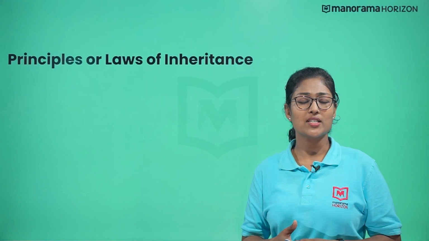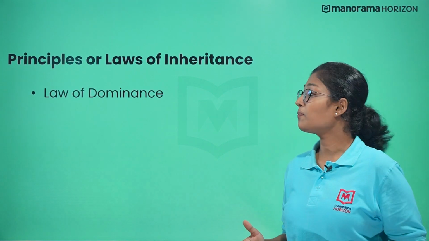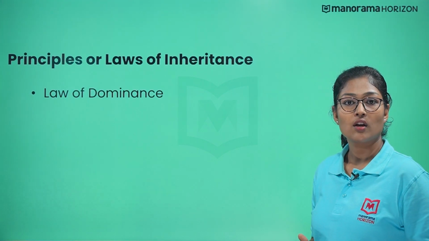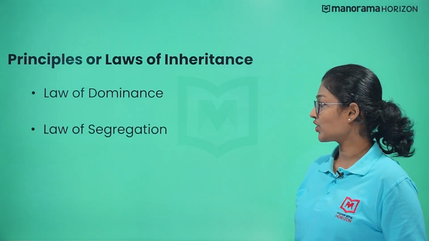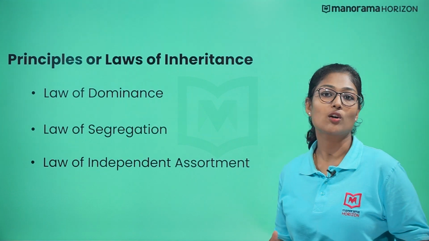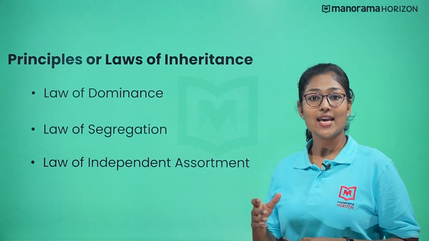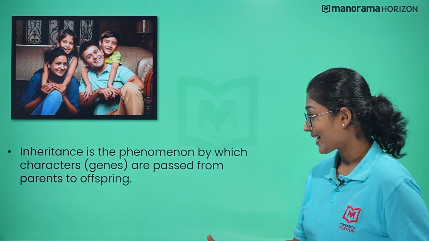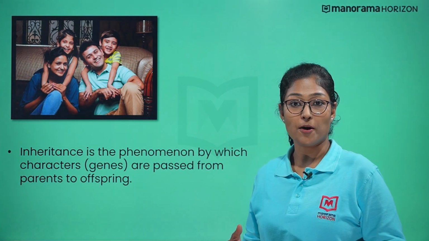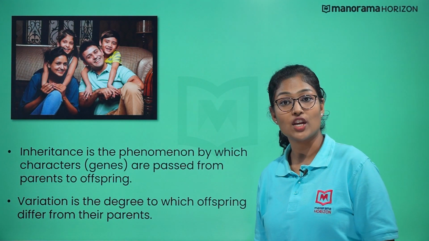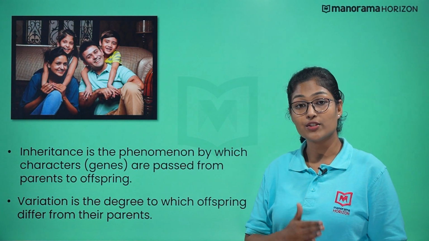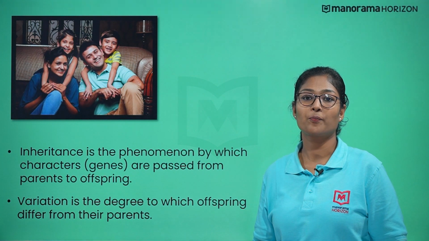Based on his experiment, Mendel proposed principles or laws of inheritance, which explain the law of dominance, the law of segregation, and the law of independent assortment. Thus, inheritance is a phenomenon by which the characters or the genes are passed from parents to offspring. Next, how will you define variation? It is a degree to which offspring differ from their parents. So, can we represent these variations? Let us find out in the next video.